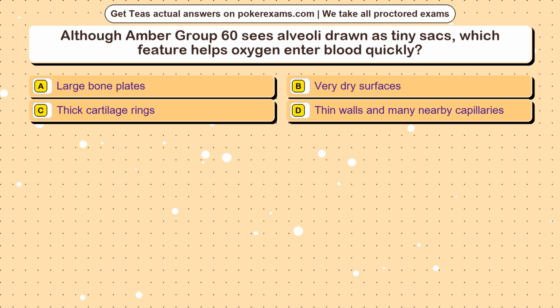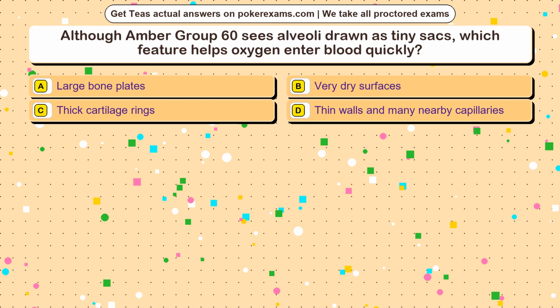Question 16. Although Amber Group 60 sees alveoli drawn as tiny sacs, which feature helps oxygen enter blood quickly? Option A, large bone plates. Option B, very dry surfaces. Option C, thick cartilage rings. Option D, thin walls and many nearby capillaries.